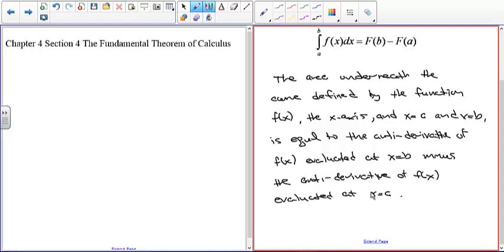So it means that from now on, once you finish your homework for section 3, to find the area between a curve and the x-axis and the vertical lines x equals a and x equals b, all we have to do is take the antiderivative of f of x and evaluate the antiderivative at the upper limit and subtract the antiderivative at the lower limit, which is a lot easier than doing it the long way.